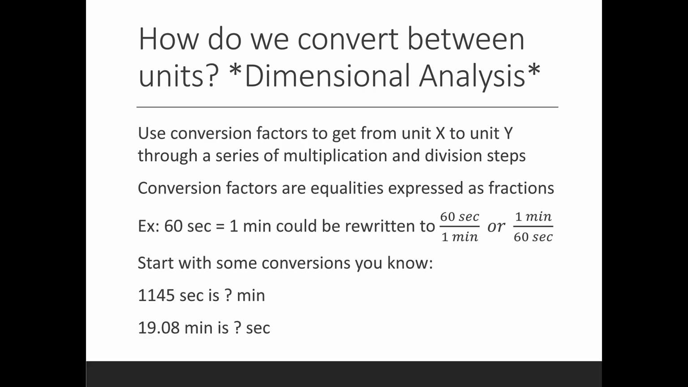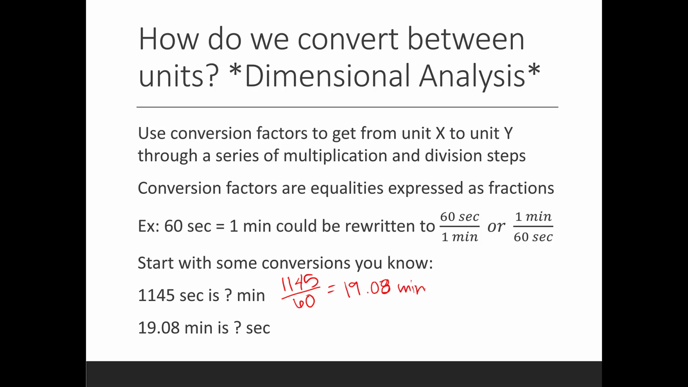Now, let's do some conversions that you already know how to do. Go ahead, let's convert 1,145 seconds into minutes. Well, if you are at home, you might think, okay, well, I know that there are 60 seconds in 1 minute, so I should be able to take 1,145 and just divide by 60, and that will tell me how many minutes I have. So if we do that, we'll take 1145 divided by 60, and we should get 19.08 minutes.